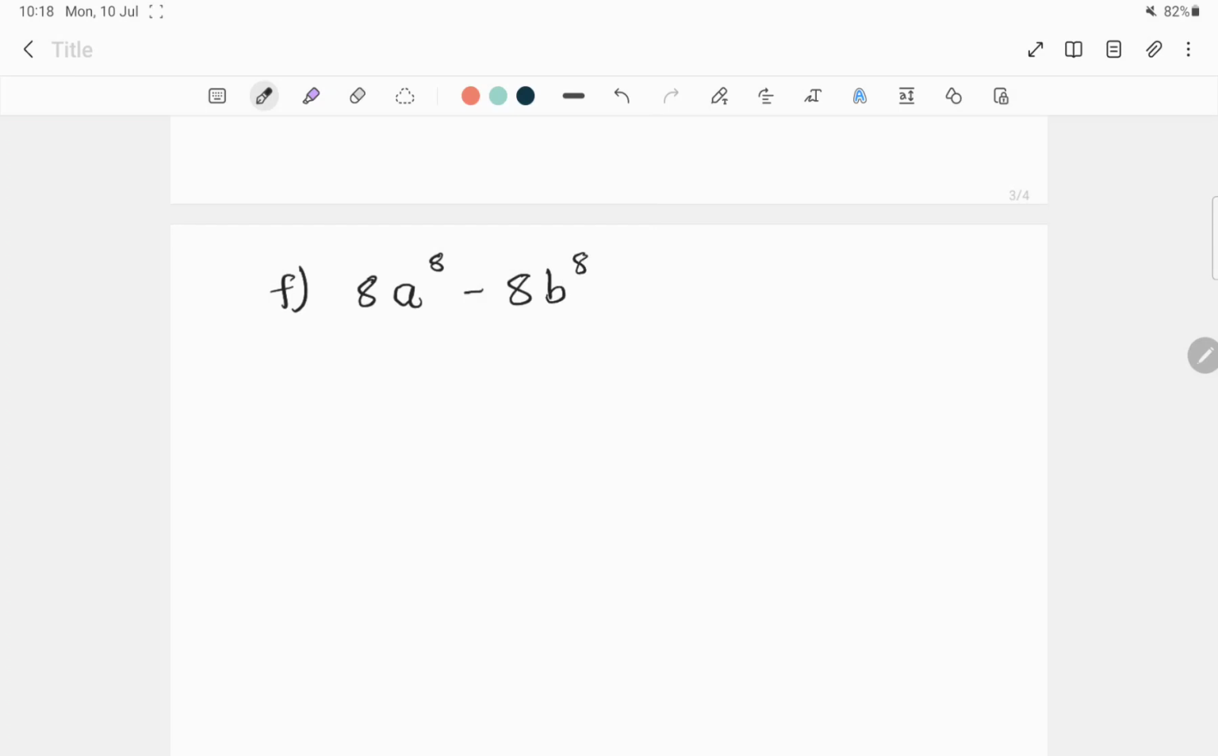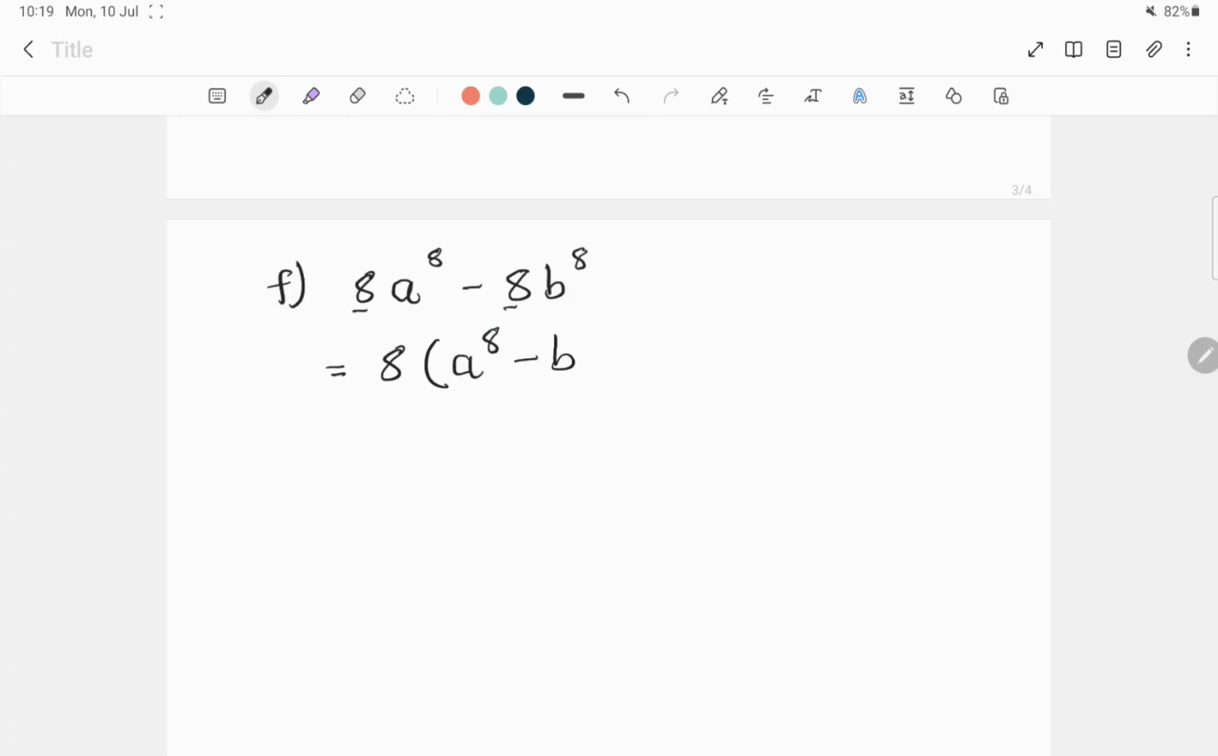Yeah, remember I said you always check a common factor first. Because of this, 8 is not a perfect square. You cannot open two brackets already. 8 is not a perfect square. So you're going to take it out as a common factor, 8. Then you remain with what? a^8 minus b^8. Now as long as you can have the exponent, it's a difference, and then there's minus also. It's a difference of two squares.